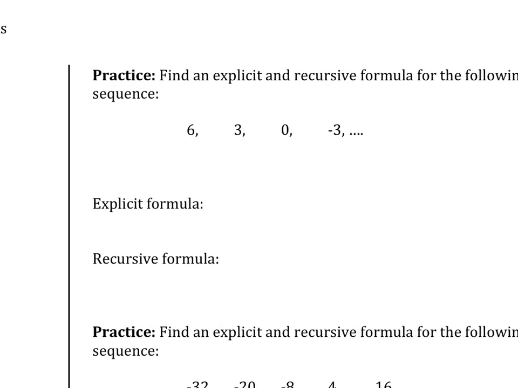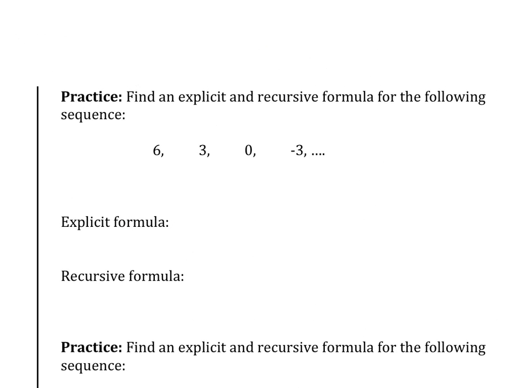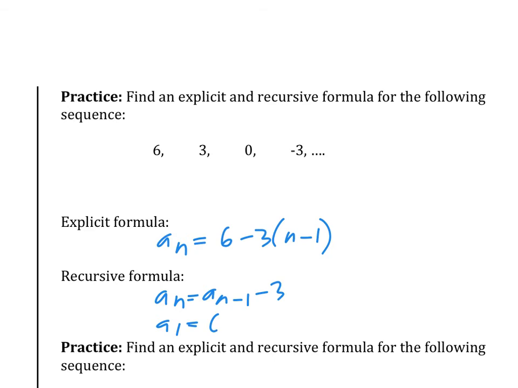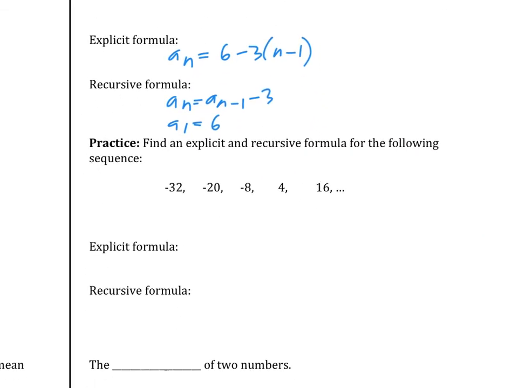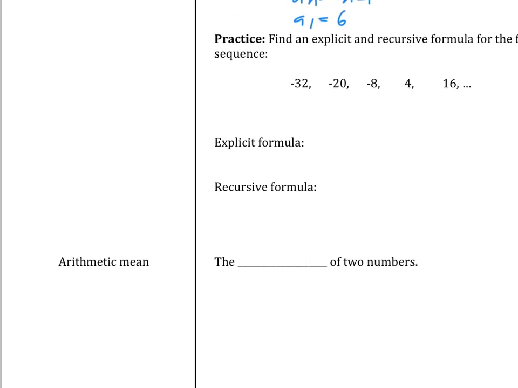All right, let's have you practice explicit formula, recursive formula. Explicit formula is a(n) equals 6 minus 3 times n minus 1. Recursive formula is a(n) equals previous number minus 3, a1 is 6. Good? Easy? All right. Let's skip the practice.